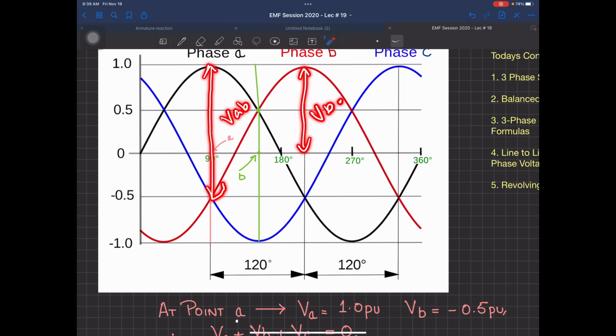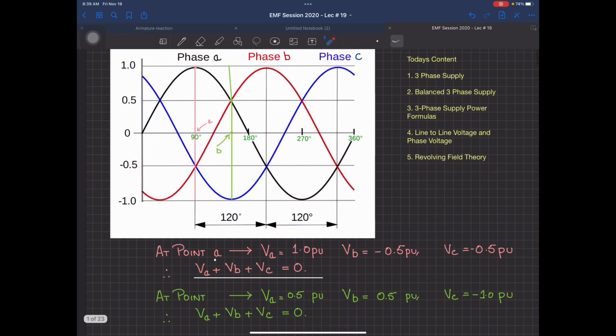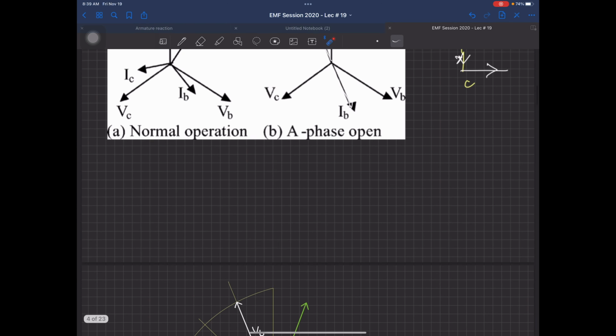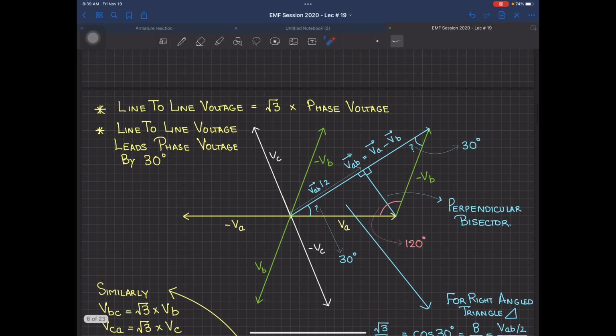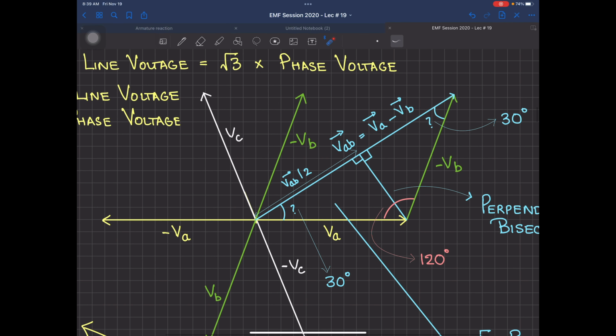So you can see the length of VAB, that is line to line voltage, is larger. If I go back on that phasor proof over there, this VAB is equal to VA minus VB. Now, we need to find out the length of this VAB. We need some empirical formula. For this purpose, I am taking help from trigonometry.